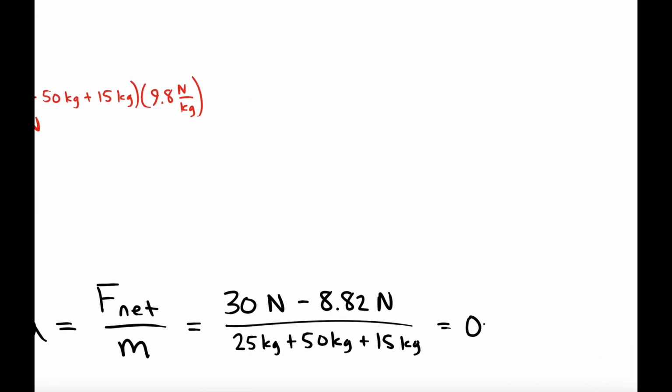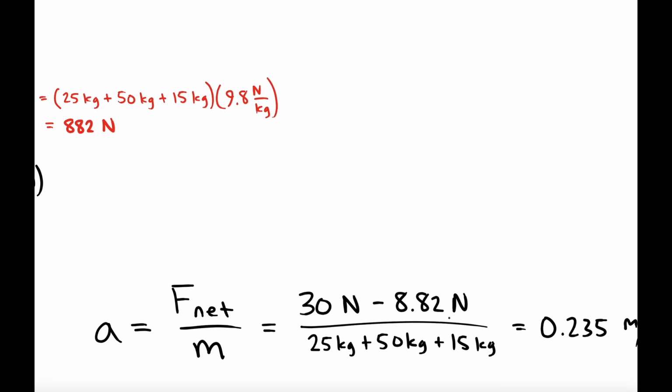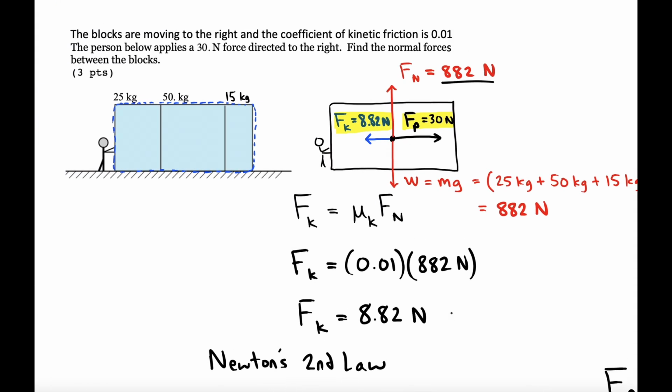I get 0.235 meters per second squared. Now that we know the acceleration of the system, we could go on to find the individual normal forces between the blocks.